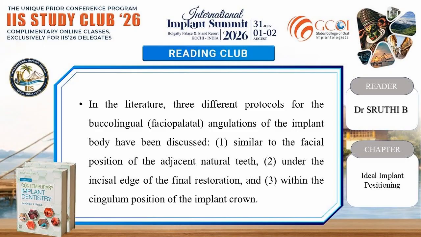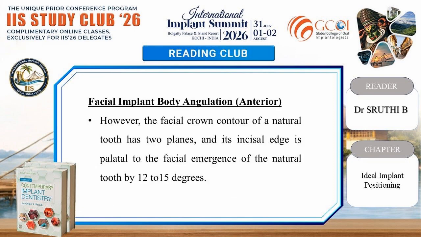In the literature, 3 different protocols for the buccolingual or faciopalatal angulations of the implant body have been discussed. First one, similar to the facial position of the adjacent natural teeth. Second, under the incisal edge of the final restoration. And third, within the cingulum position of the implant crown. Facial implant body angulation, anterior. However, the facial crown contour of a natural tooth has 2 planes and its incisal edge is palatal to the facial emergence of the natural tooth by 12 to 15 degrees.